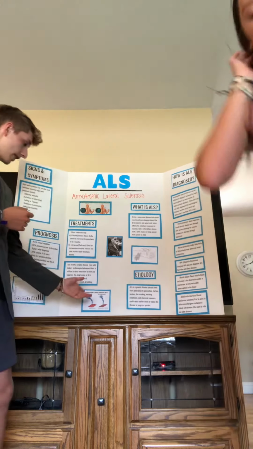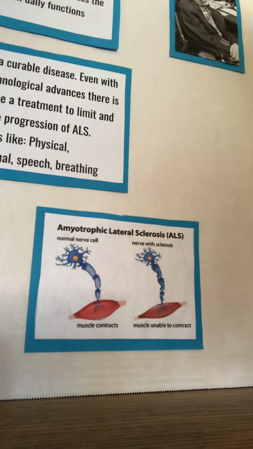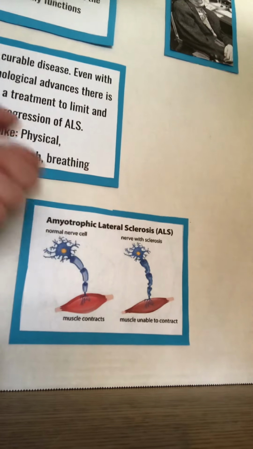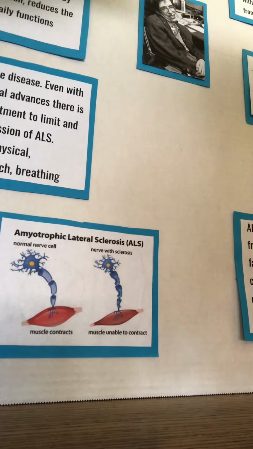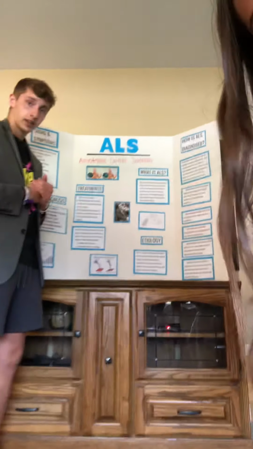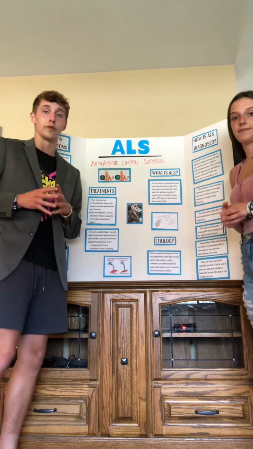Okay, and then down here we have an image that shows how ALS works. We have a normal nerve cell sending off a message to a muscle that contracts normally, whereas with this one you have a damaged nerve cell which sends a message but does not properly contract the muscle, which is how ALS works. Okay, so we also have the etiology or the cause of ALS.